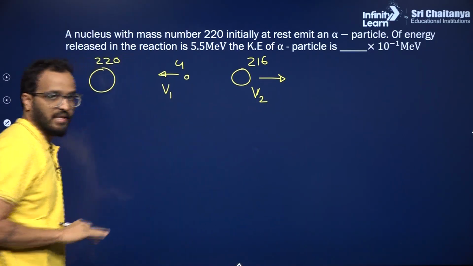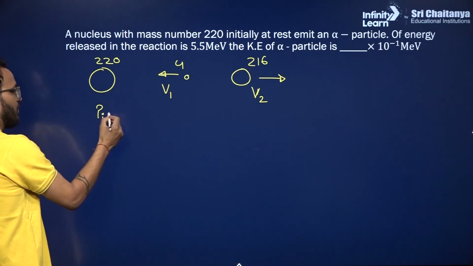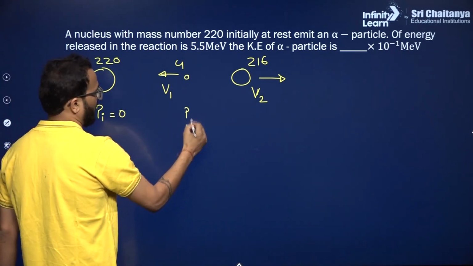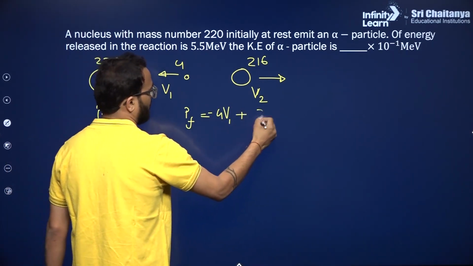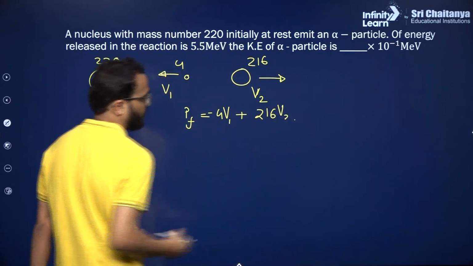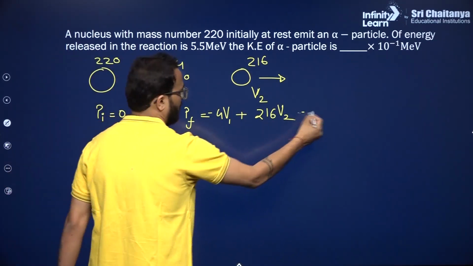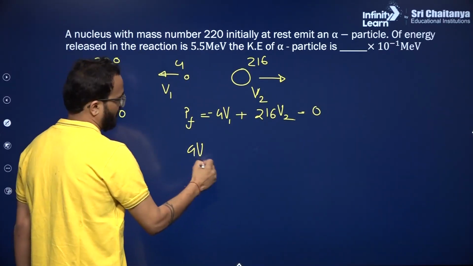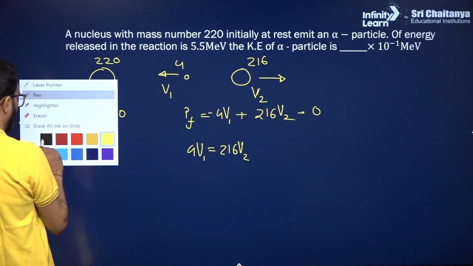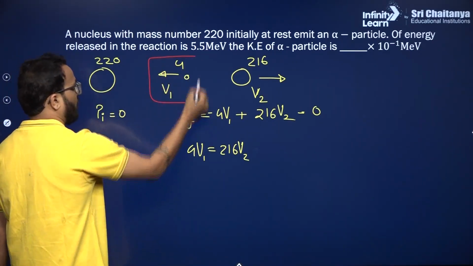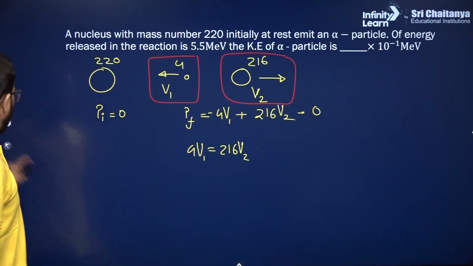Now see, momentum are same, right? Because initially its momentum is 0. And what is final momentum? Final momentum will be 4V1 minus 216 V2, so this is 0. So we will say that 4V1 is equal to 216 V2. That means the momentum of the alpha particle and the momentum of the remaining particle are equal.